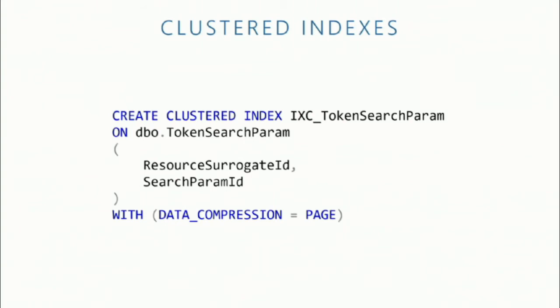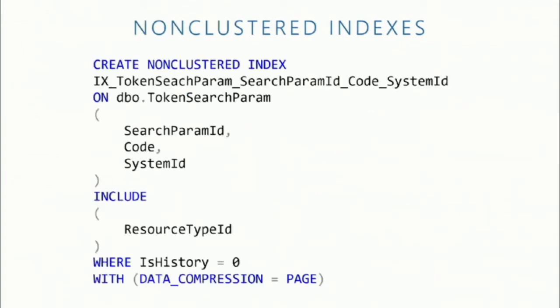Our index strategy for the search parameter tables is that the clustered index is based on the resource surrogate ID and the search parameter ID. That allows us to do a seek to quickly get a particular resource at that version and evaluate a particular search parameter. That's important when we want to do inner loop joins on relatively small data sets, such as compartment searches. So the ability to locate records really quickly works with this approach.